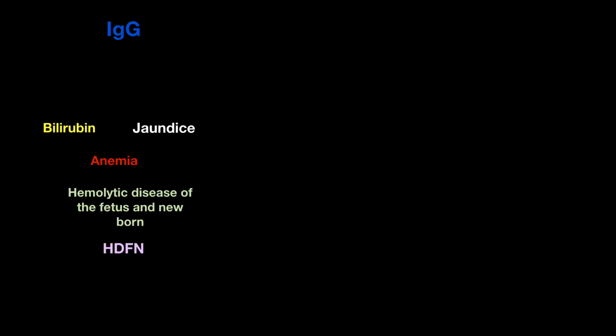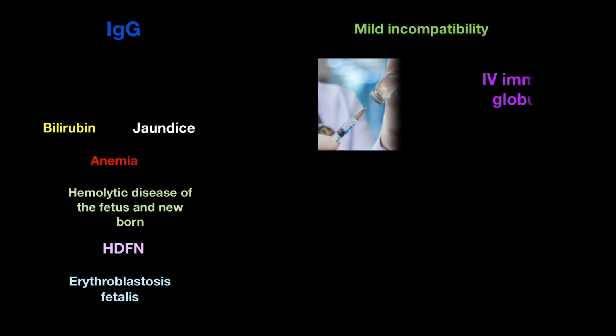As a result of fetal RBC destruction by IgG, bilirubin is released, which causes jaundice. RBC destruction also results in anemia. These are called hemolytic disease of the fetus and newborn, HDFN, or erythroblastosis fetalis. Infants with mild incompatibility can be treated with IV immune globulins and phototherapy.